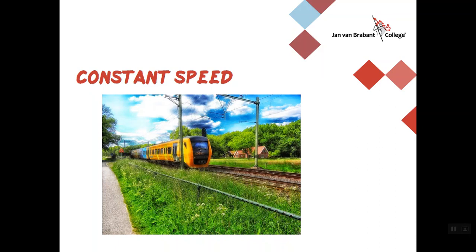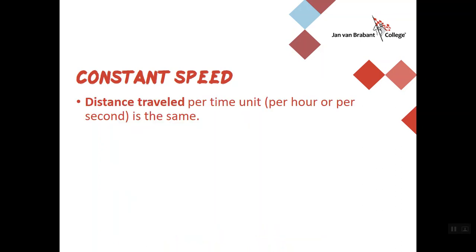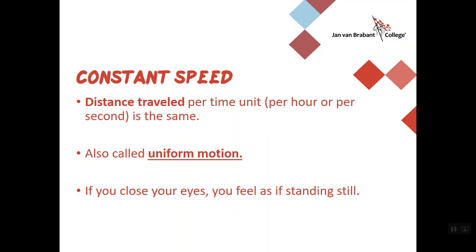Now imagine closing your eyes. In that case, it would be really hard for you to tell whether or not you're moving. To summarize, when your speed is constant, the distance traveled per time unit, per hour or per second, is the same. This is called uniform motion. And if you would close your eyes, it would feel as if you're standing still. You don't feel a force acting on you. But what would you feel when the speed is not constant? What happens when you're accelerating?